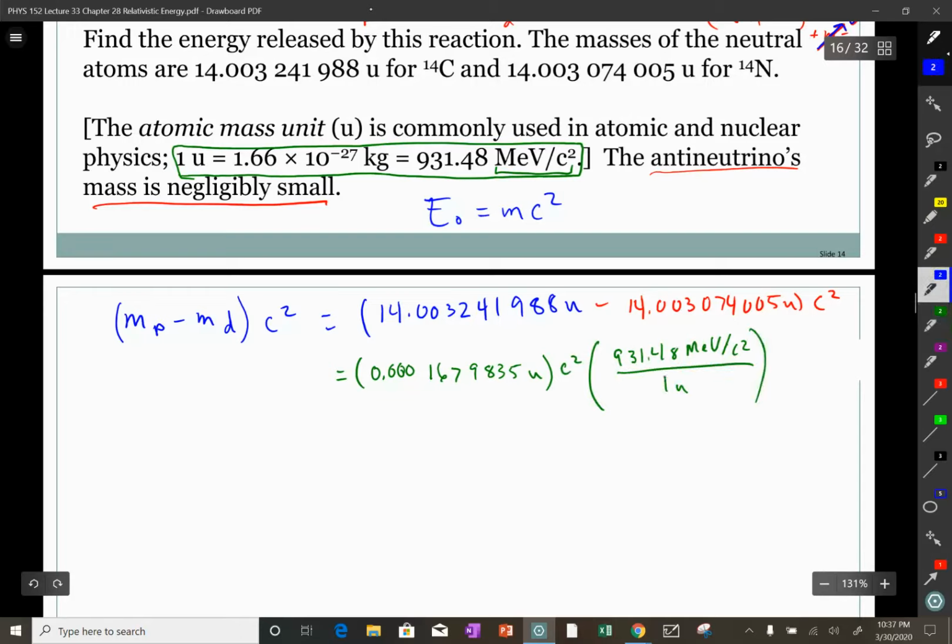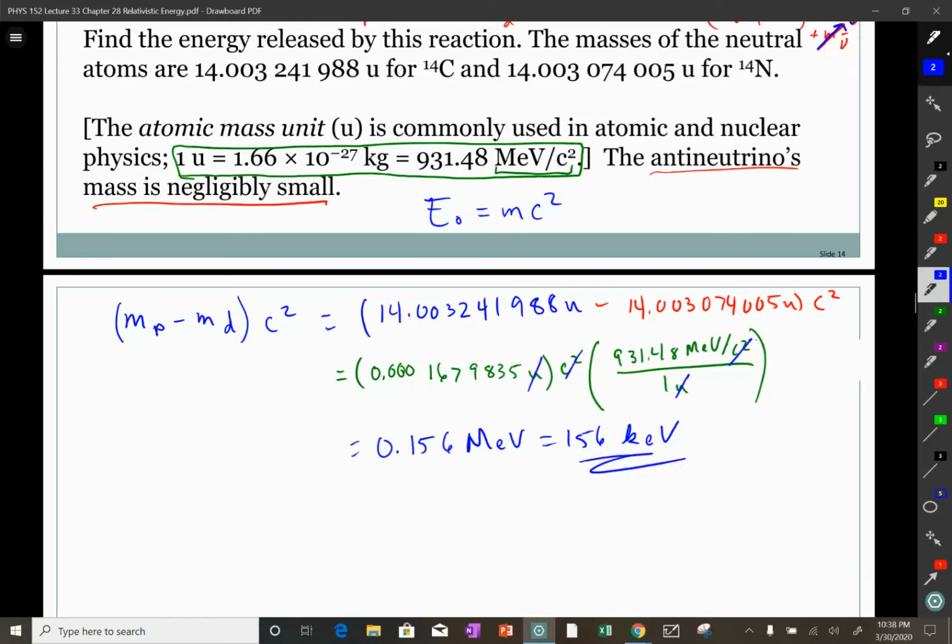Now, if we look at our units, my atomic mass unit cancels. C squared here and over c squared cancels there. And once again, it's just multiply those numbers together. And when I multiply those numbers together, I get 0.156 mega electron volts, or 156 kiloelectron volts. So that's how much energy is released when you have a carbon-14 decay into a nitrogen-14.